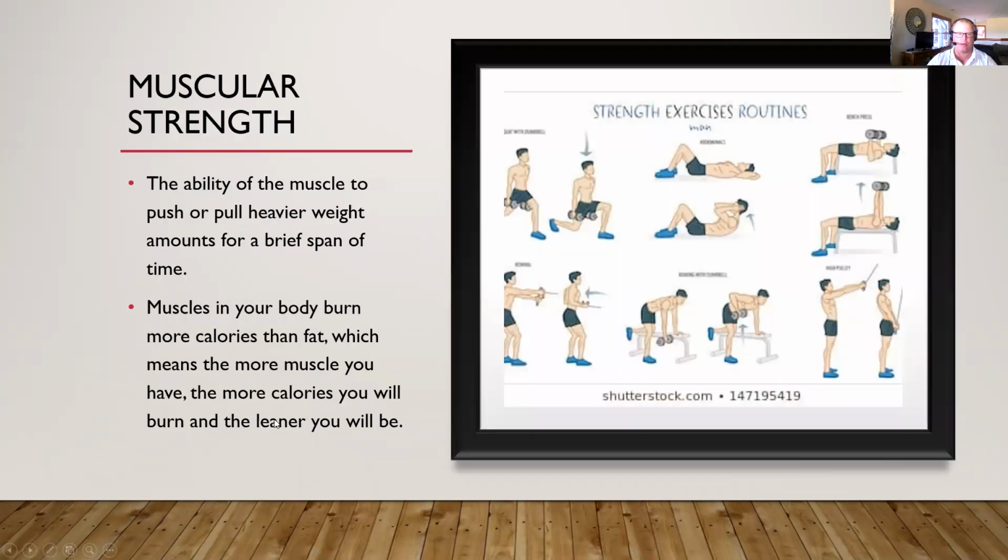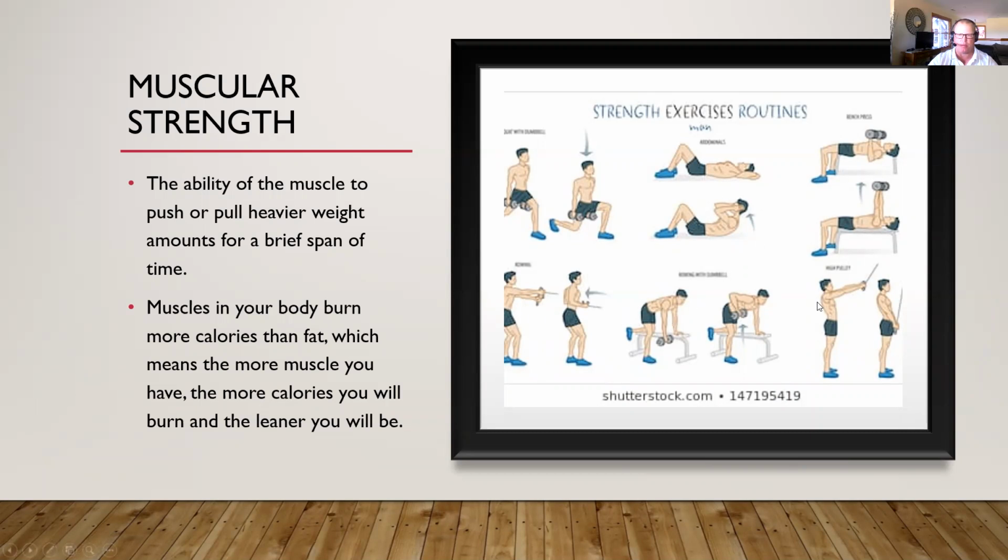Muscular strength, on the other end, is the ability of the muscle to push or pull heavier weight amounts for a brief span of time. As we just talked about with muscular endurance, it's over a longer period of time. So this is a brief period of time. Muscles in your body burn more calories than fat, which means that the more muscle you have, the more calories you'll burn and the leaner you'll be. So the more muscular you are, usually the higher your metabolism is going to be. You're going to burn calories faster if you have more muscle mass.